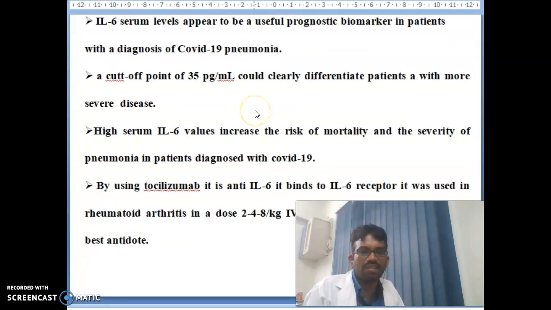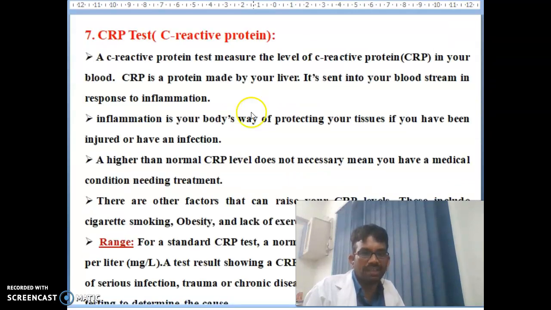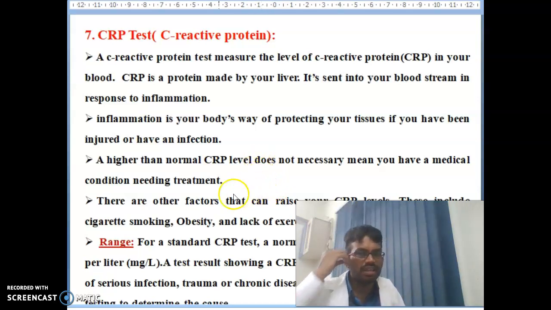Okay, next we will see the CRP test, which is also one of the important tests, for C-reactive protein. The C-reactive protein test measures the level of C-reactive protein in our blood. CRP is a protein made by our liver and sent into our bloodstream in response to inflammation. Inflammation is the body's way of protecting our tissues if we are injured or have an infection.